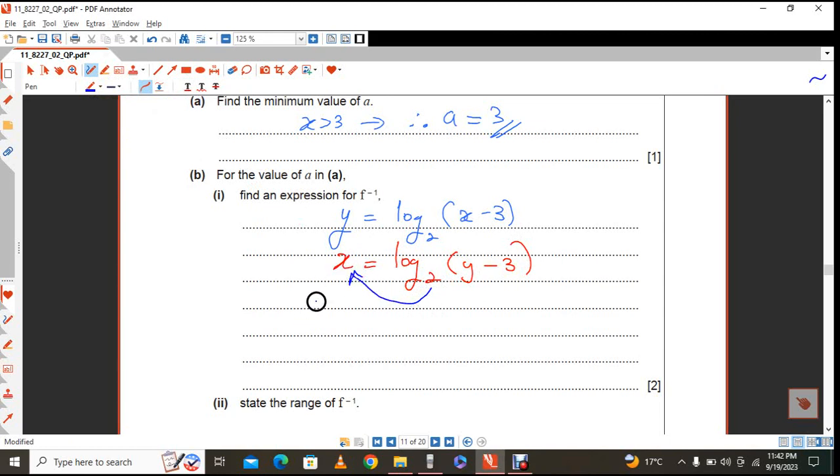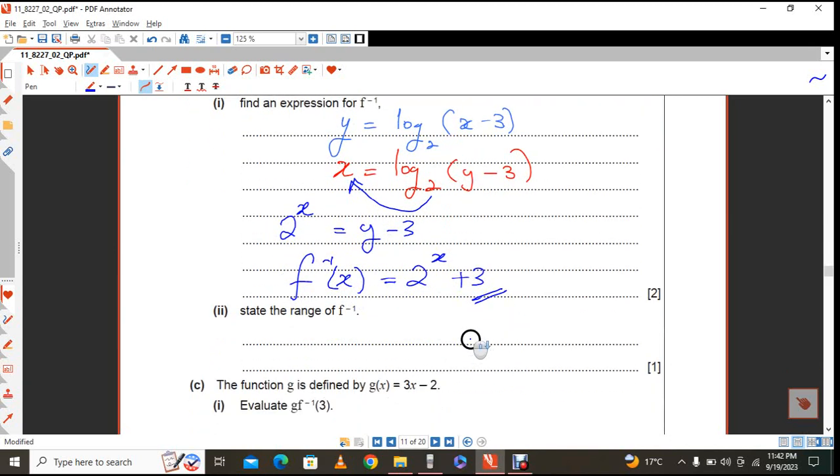So we're going to write this in exponential form. So that becomes 2 raised to the power of x is equal to y minus 3. So the inverse then is going to be 2 raised to the power of x plus 3. That is going to be the inverse function. Okay? And you don't leave your answer in terms of y.